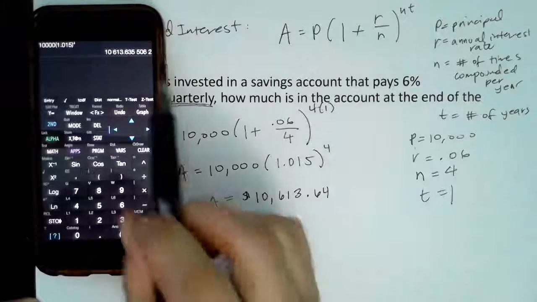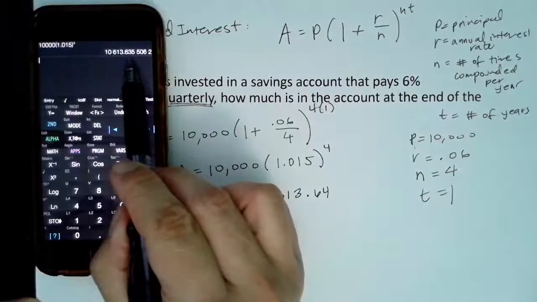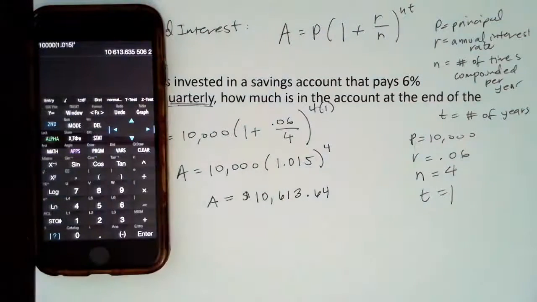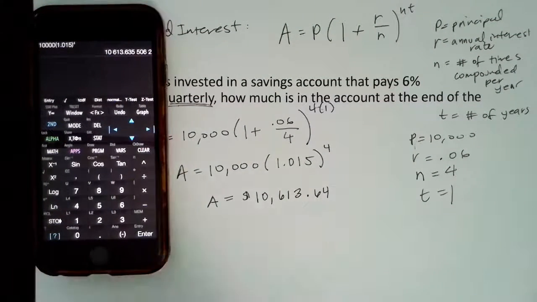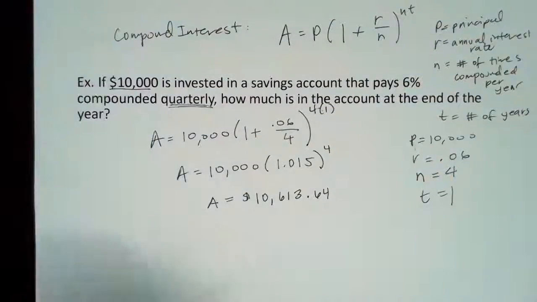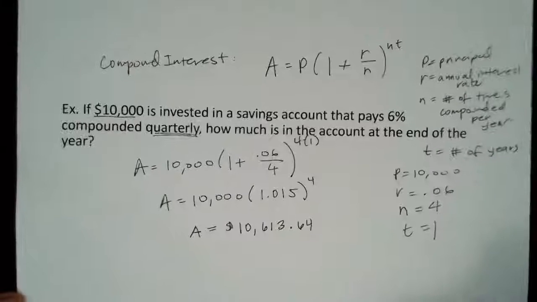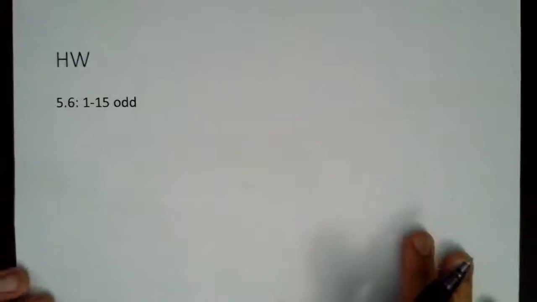We get that our amount is $10,613.64. Why is it a 4? Because the digit after the hundredths place is a 5, so this rounds to 4, because we're talking about dollars and cents here. So that is the compound interest example, and that is it for this section.